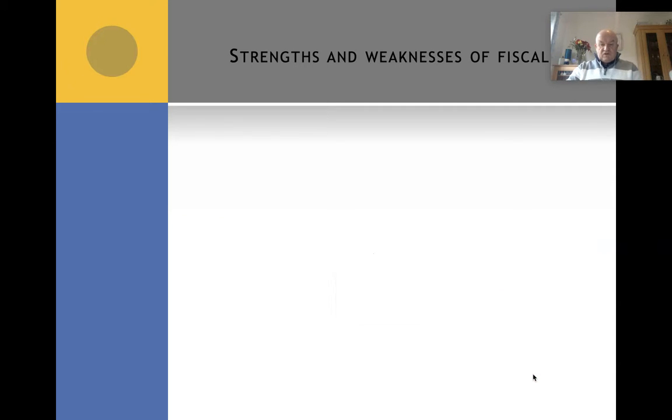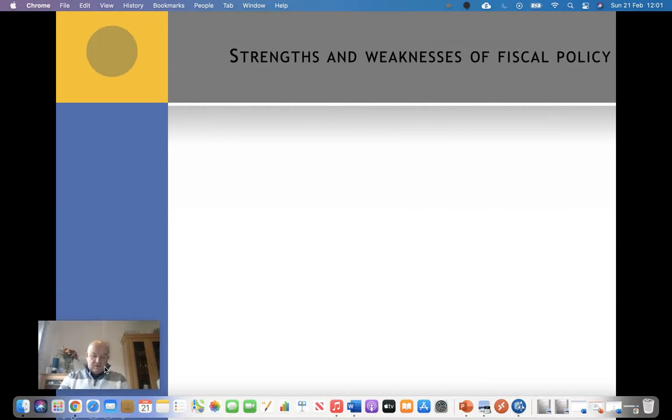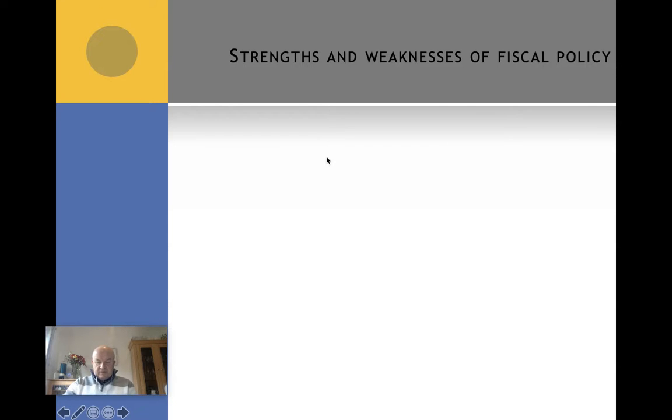Okay, let's have a look at some strengths and weaknesses of fiscal policy. Then I'm going to move myself again over here, because I think you should be able to see all that's going on easily on the slide without me being up in the corner there.